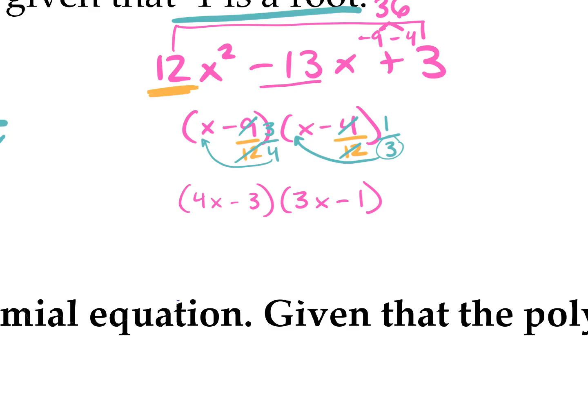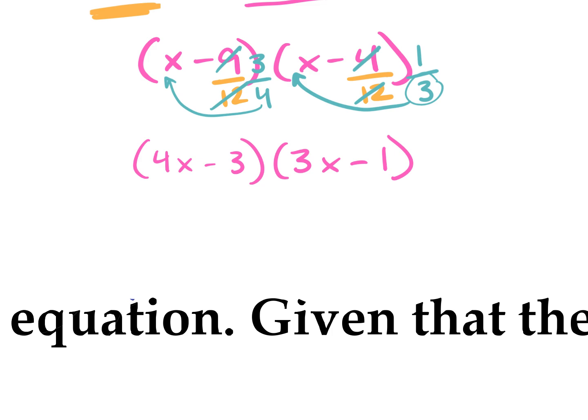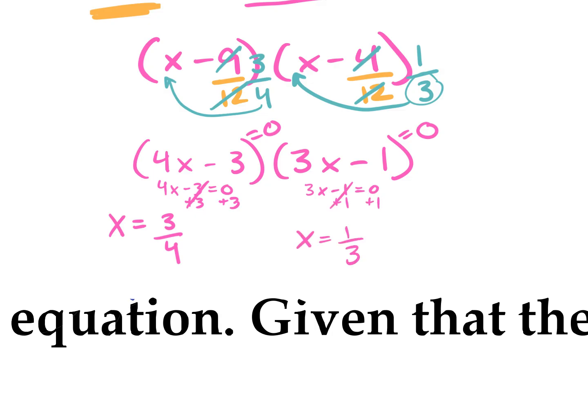This says to solve, so we're going to solve it all the way. What would I do to find the zeros? How do I find what x is equal to? We're going to set them both equal to 0. So when I set them equal to 0, I'm going to add 3 to move it to the other side, and then divide by 4. So x is equal to 3 over 4. Same thing here. Set it equal to 0. We're going to add 1 and divide by 3. So x is equal to 1 over 3.